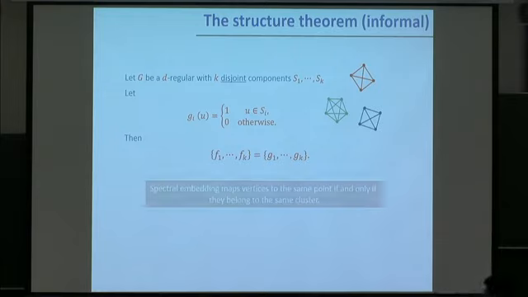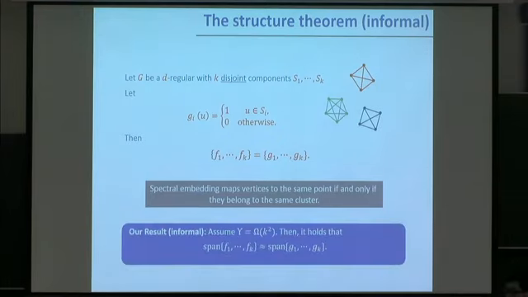It's not surprising at all. But what does it mean? This means if we apply the spectral embedding, these K clusters are mapped to K disjoint points, which also means vertices map to the same point if and only if they belong to the same cluster. So what we are going to prove informally is this: assume that we have a gap epsilon that is at least k squared. Then the space spanned by f1 to fk is approximately equal to the space spanned by g1 to gk.